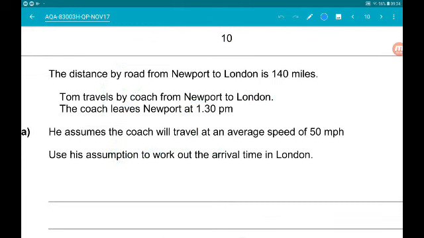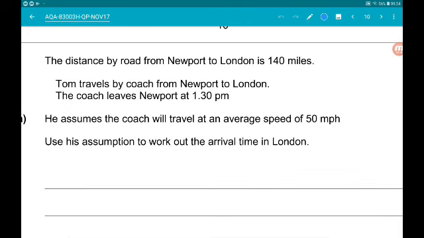Okay, question 12. The distance by road from Newport to London is 140 miles. Straight away, I'm going to write that down. Distance is 140 miles. Okay, Tom travels by coach from Newport to London. The coach leaves Newport at 1:30 p.m. He assumes the coach will travel at an average speed of 50 miles per hour. Use this assumption to work out the arrival time in London.